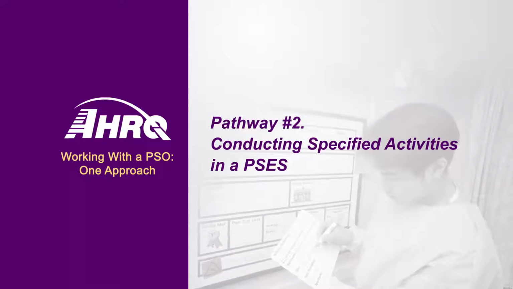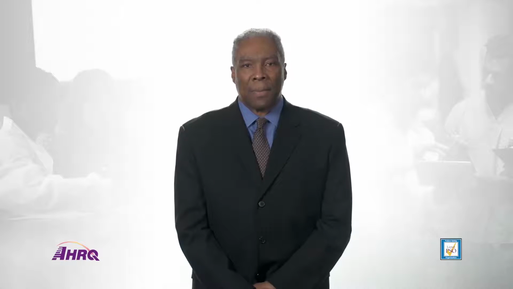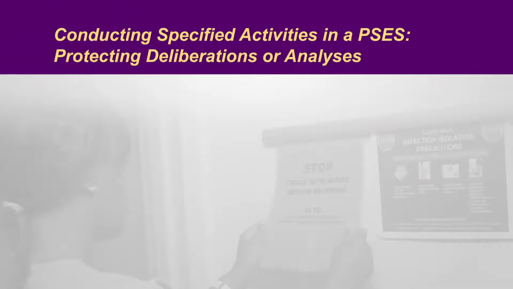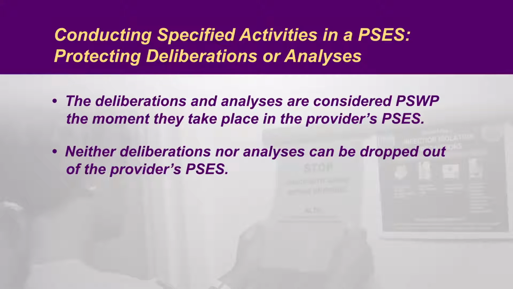Pathway number 2. Conducting specified activities in a PSES. The second pathway for providers to create PSWP occurs when a provider conducts deliberations or analysis in its PSES. It is important to recognize that this pathway is separate and distinct from the reporting pathway. Let's discuss some important features of this pathway for creating PSWP. The deliberations and analyses are considered PSWP the moment they take place in the provider's PSES. Neither deliberations nor analyses can be dropped out of the provider's PSES.